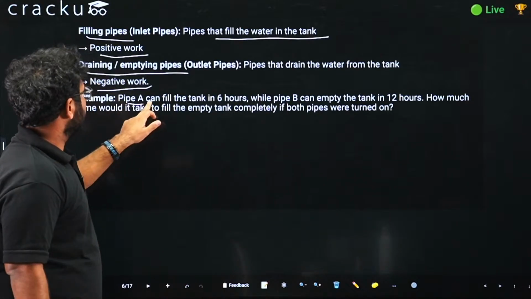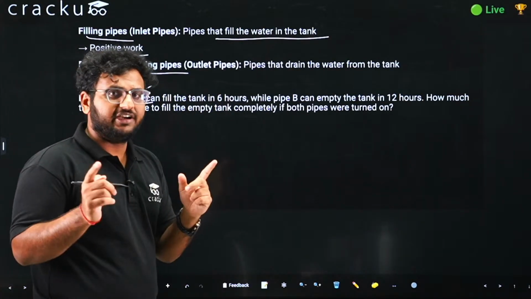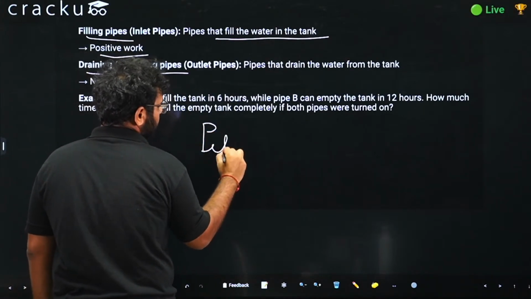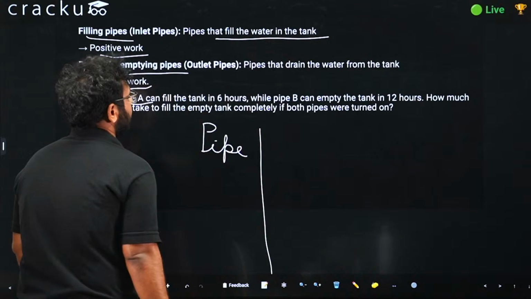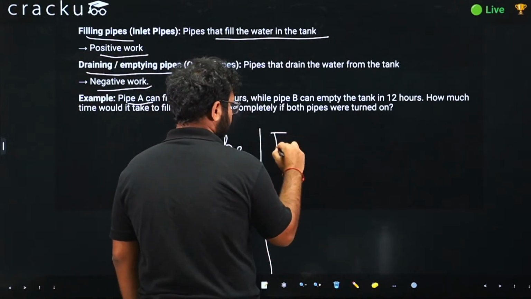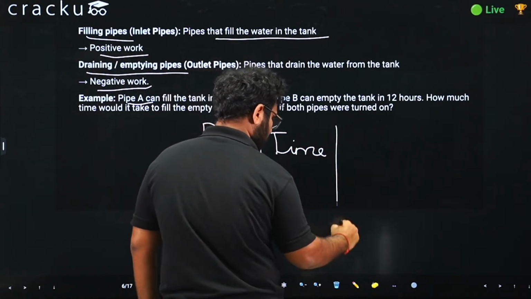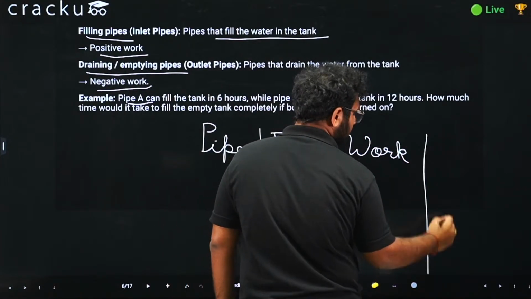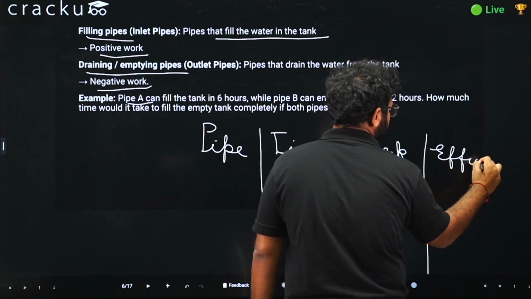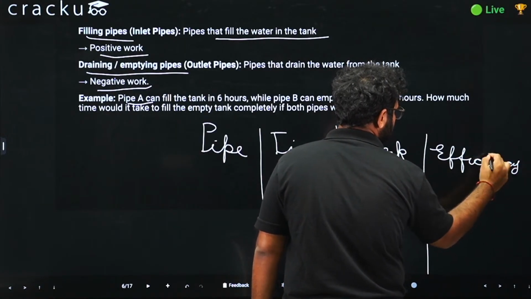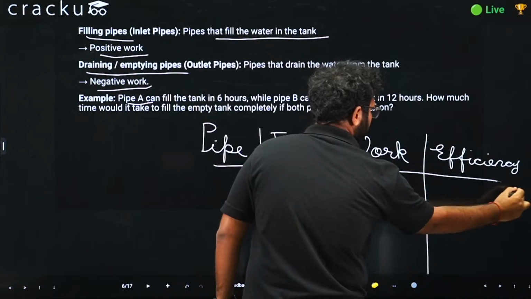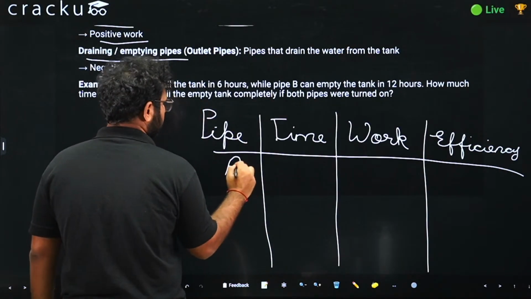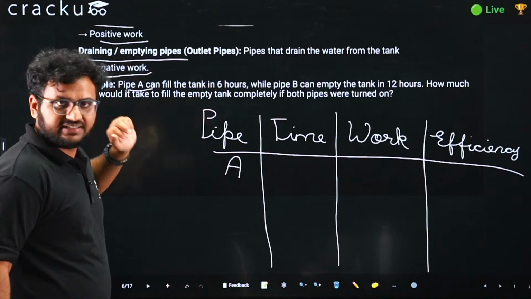So pipe A can fill the tank in 6 hours. Again, what we need to do? Form the table. So here pipe, then time taken, then work done by them, and then efficiency. Now what we will do? We will write pipe A. Time taken by pipe A is what? 6 hours.